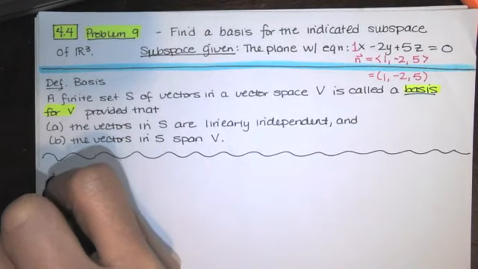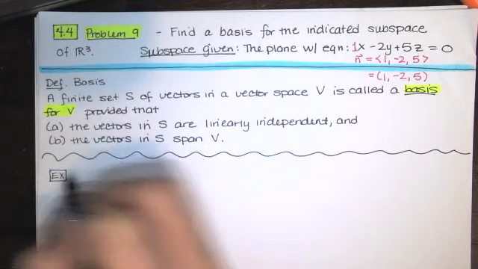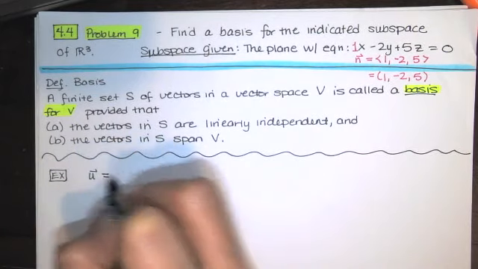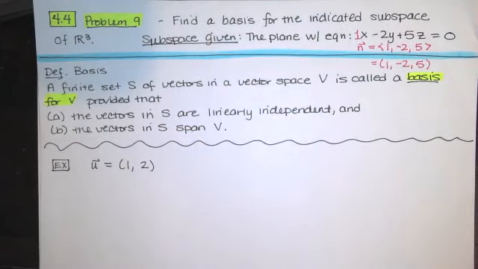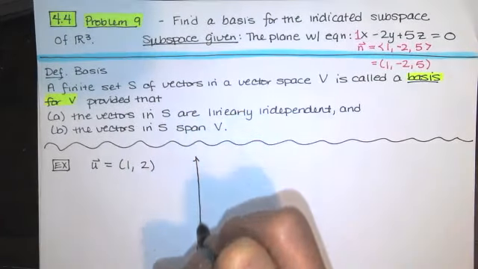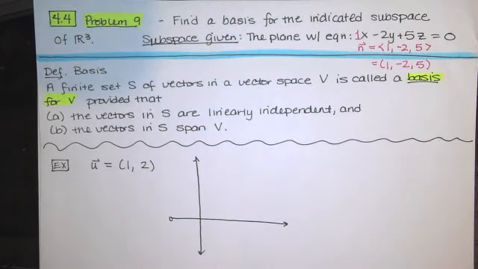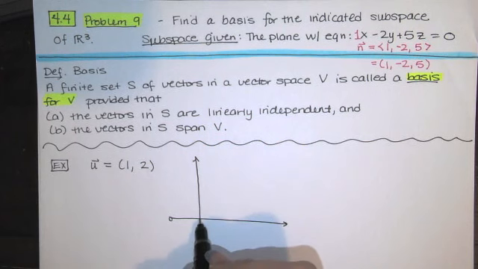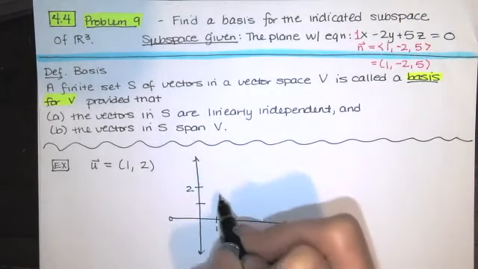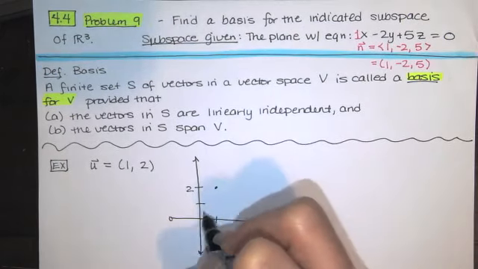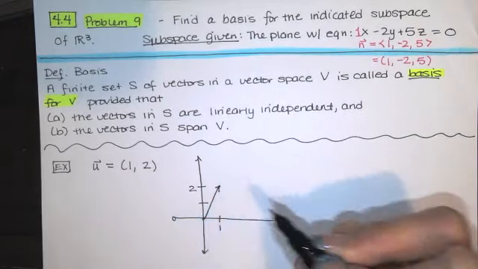Let's talk about span first. Let's say that you've got a vector u, and it's written this way. Let's say we're just in the plane for right now. So if we want to draw that vector in standard position, we'll start at the origin. We'll go 1 unit in the x direction and 2 units in the y direction. And that's where the terminal point of that vector will be. So that's the vector u.